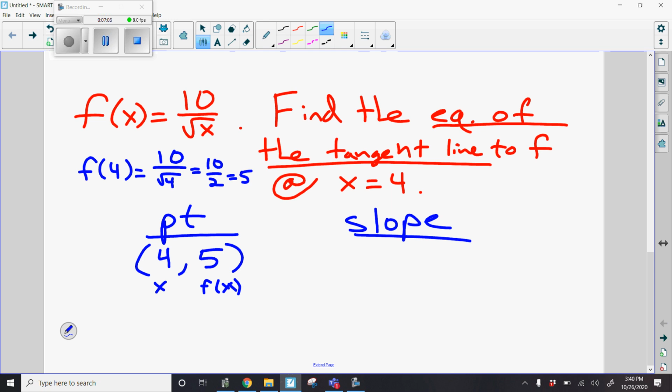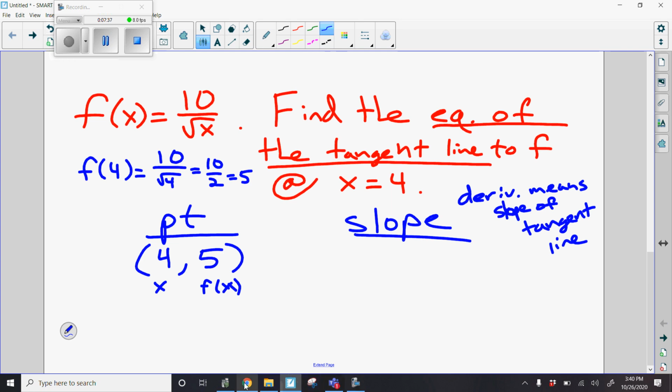Okay? But the next thing I need is slope. Right? You could have done this in probably algebra 1. Okay? Slope of the tangent line is where the calculus comes in. Okay? Derivative means slope of the tangent line. And now the slope of the tangent line is different depending on what x value we're looking at, right?